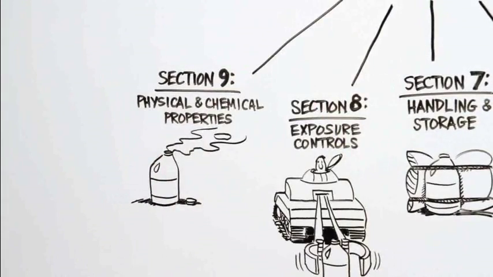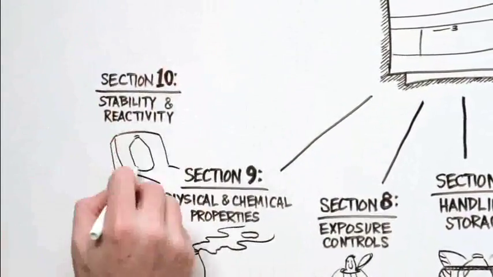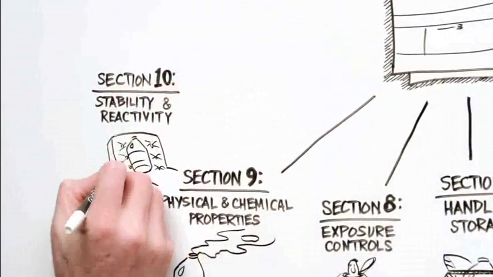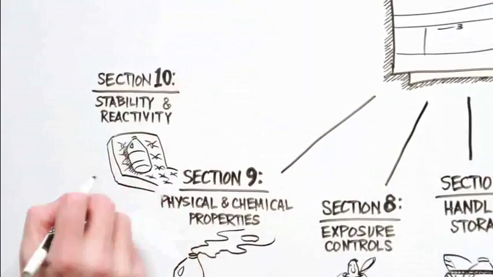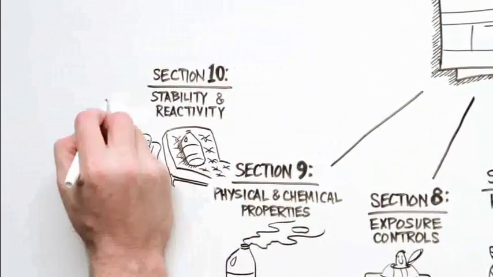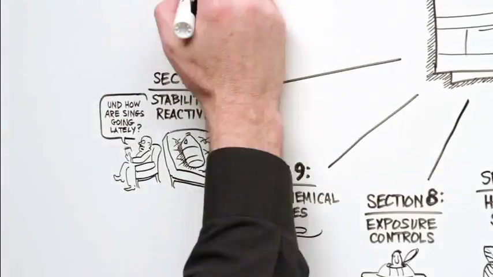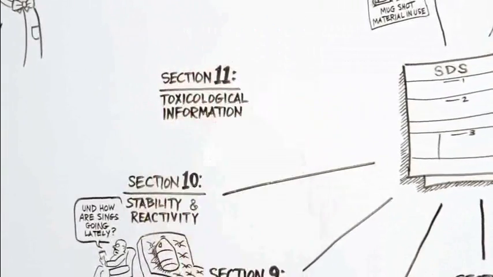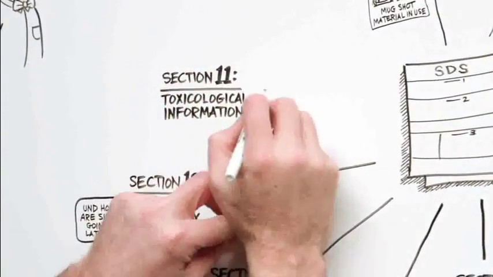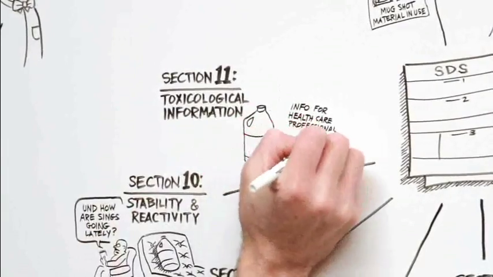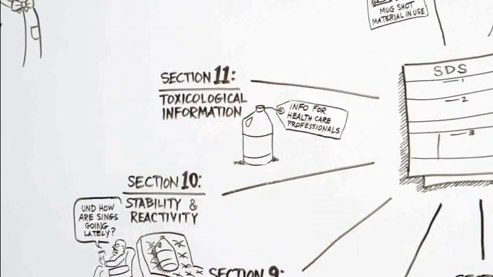and odor. Section 10, Stability and Reactivity, describes the conditions that can cause the material to be unstable or reactive, such as exposure to air or water. Section 11, Toxicological Information, intended primarily for the health professional, providing health hazard testing and results.